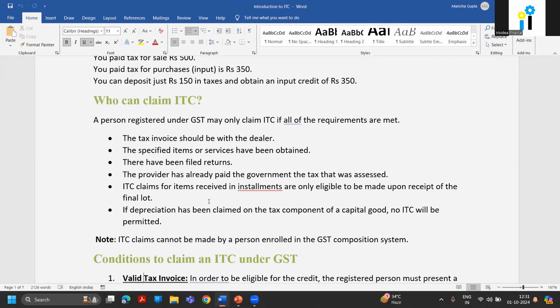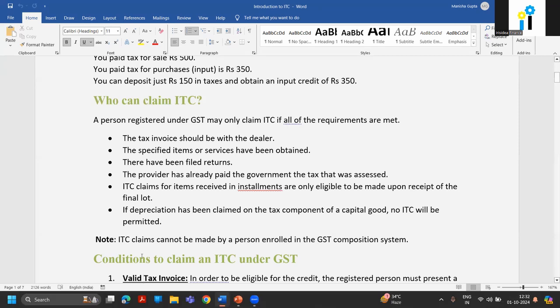Okay. ITC claim for items received in installments. When you receive the final lot, when you get all the items with you and the installment payment is done, at that time you can take the input tax credit. If you're claiming depreciation on the tax component of capital goods like fixed assets or anything, then you cannot claim ITC.